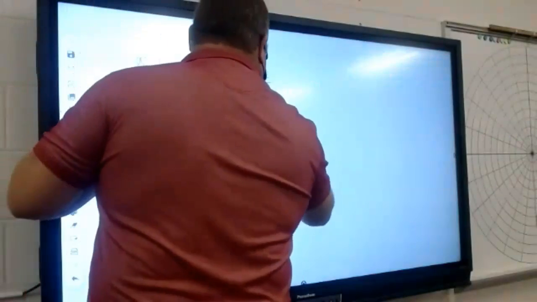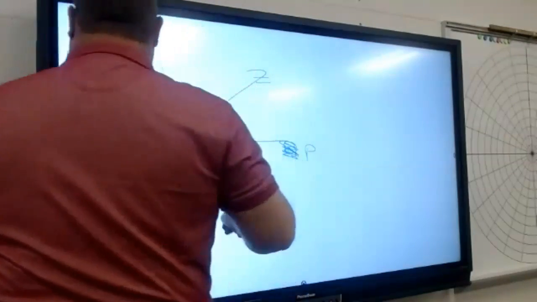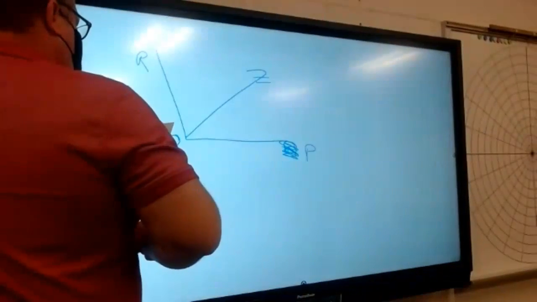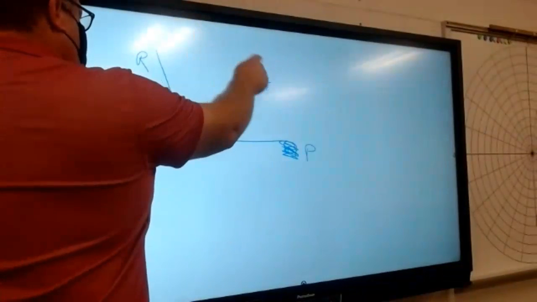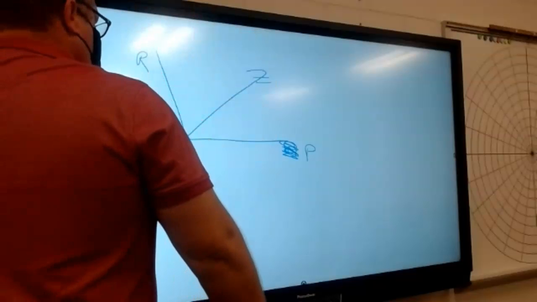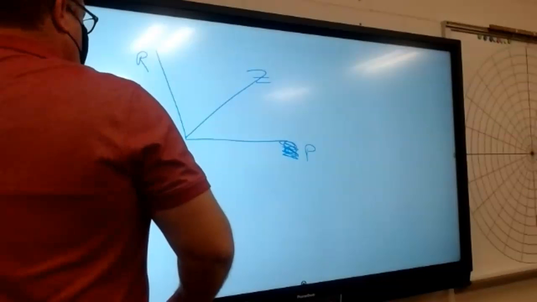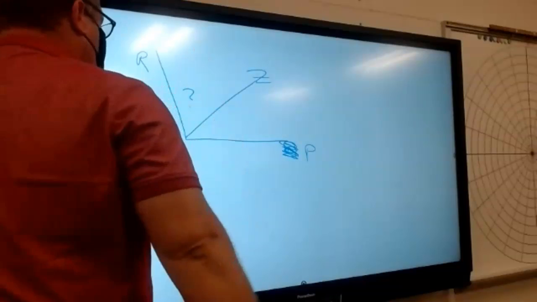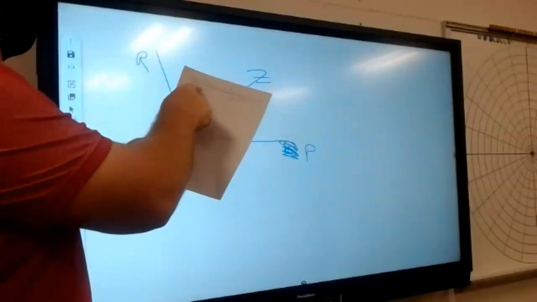Oh, not B, dummy. There. All right, what can I label first? Top angle, bottom angle, or big angle? Top. RQZ, that's the one I don't know. Right, it says RQZ, find it.